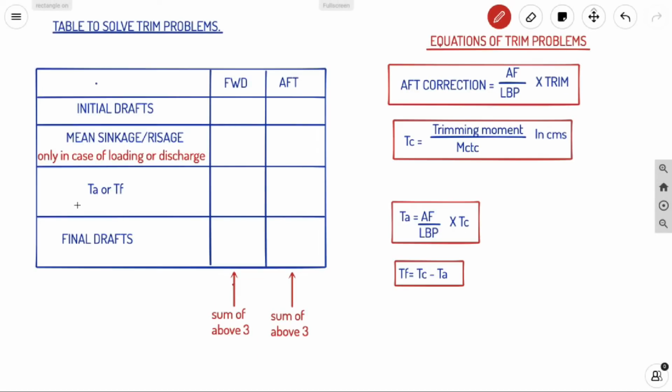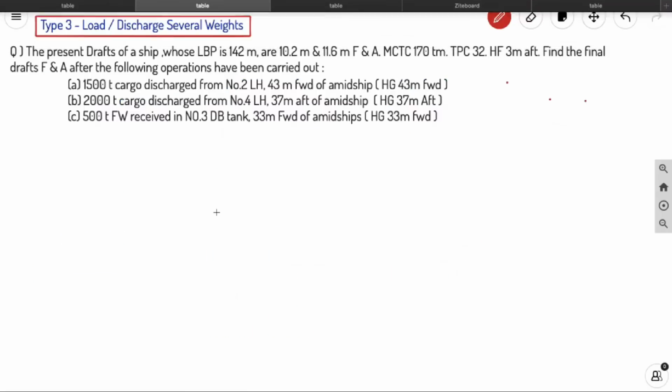Today we are going to discuss trim type A problems, a continuation of what we did in our last videos. In front of us we have the table to solve trim problems, which we will be using for all types of trim problems. We will use this table to solve all problems. So let's see our first question.